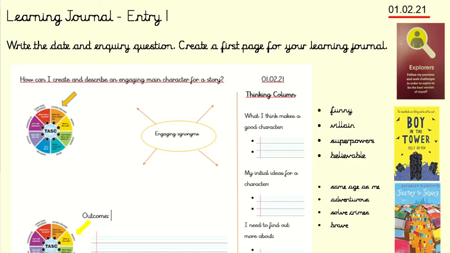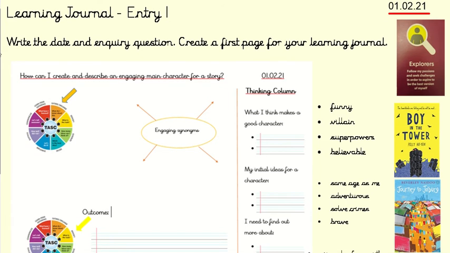So that brings me on to our first learning journal entry. Now, what you're going to do in your learning journal or on a piece of paper at home, first of all, you're going to need to write the date and your inquiry question. How can I create and describe an engaging main character for a story? And then you're going to create the first page for your learning journal. And we've done this many times at school and the children will be very familiar with doing this. And in fact, children, you'll be able to teach your grown-ups about what a first page looks like.